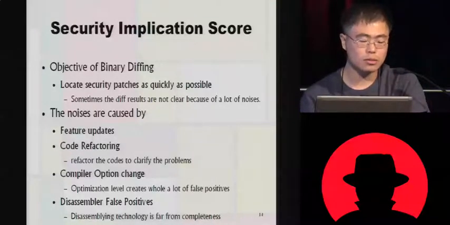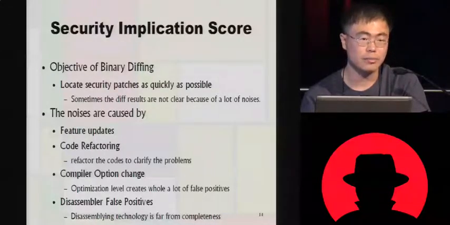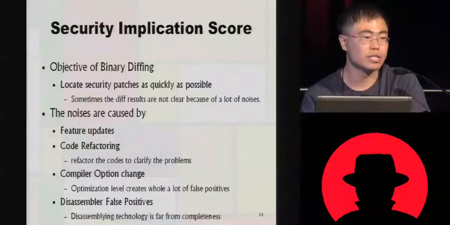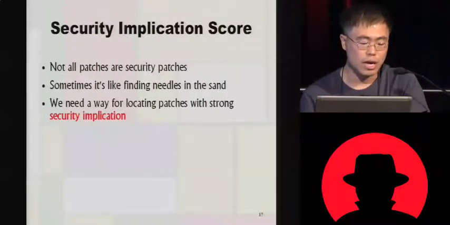And also, the disassembler doesn't work that well. It's very advanced now, but it still generates a lot of false positive entries. Sometimes it treats a data entry as a code entry, and it treats some code entries as data entries. It uses some kind of heuristics, but sometimes it doesn't work very well.